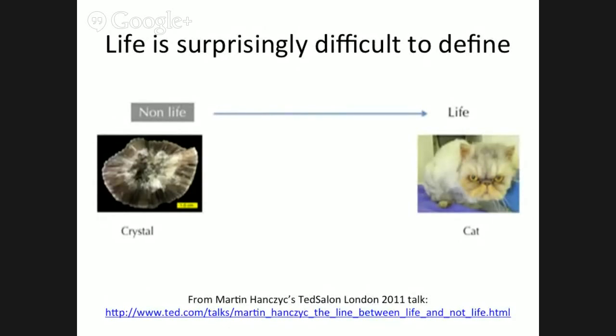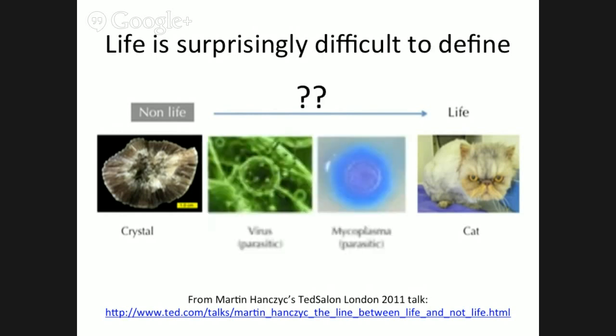So if I go from something like a rock or a crystal to a cat, those are pretty easy things to distinguish. This is from a talk, by the way, that I made. I think I'm going to assign it for one of the homework assignments. But there's all sorts of in-between things in this scale from non-life to life. Sorry, this is a little fuzzy, but things like viruses. I'm sure you've heard of viruses. I think some of you have them in the room. I hear a lot of coughing.